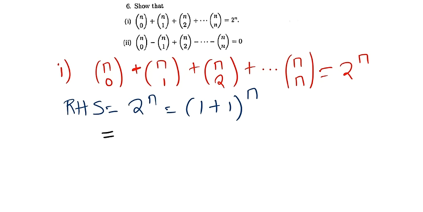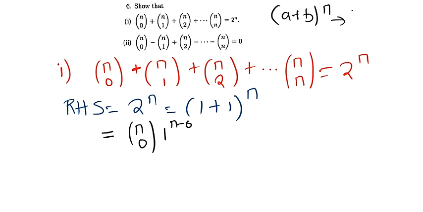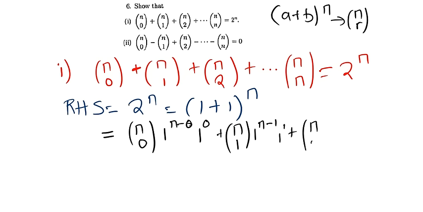So our right hand side becomes, we know the first part will be n choose 0, and then 1 to the power n minus 0. Remember, we're still using the same formula: if you have a plus b raised to the power n, for any term it's n choose r, and then a will be raised to n minus r and b will be raised to the power r. So that's what we're trying to do there. So n choose 0, 1 to the power n minus 0, 1 to the power 0, plus n choose 1, 1 to the power n minus 1, 1 to the power 1, plus n choose 2, 1 to the power n minus 2, 1 to the power 2, plus dot dot.